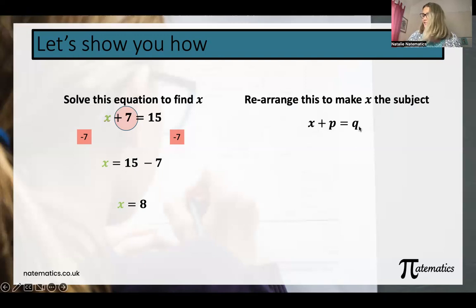Right then, on to the other side. So the words of this are different. So you've got: rearrange this to make x the subject.